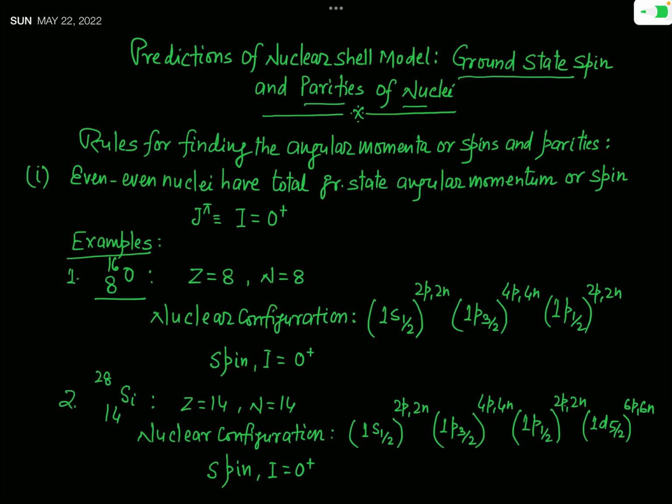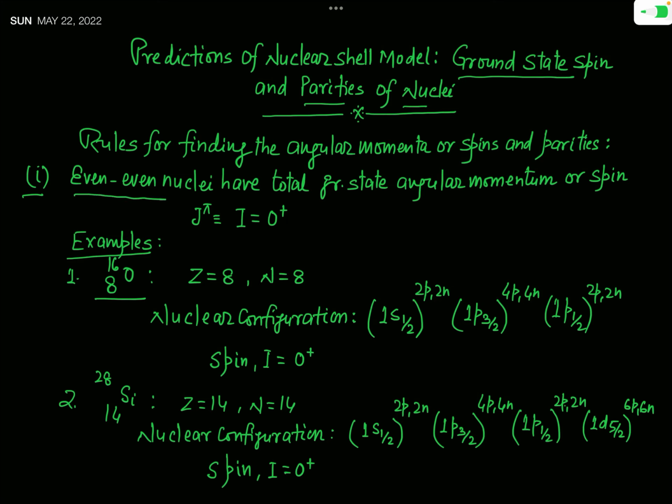According to this model, the neutron and proton levels fill independently, and so we follow the following rules for finding the ground state angular momentum or spin and parity of the nucleus. So let us see what the rules are for finding the spin and parity of the ground state of different nuclei. You can see here, the first rule is for the even nucleus.